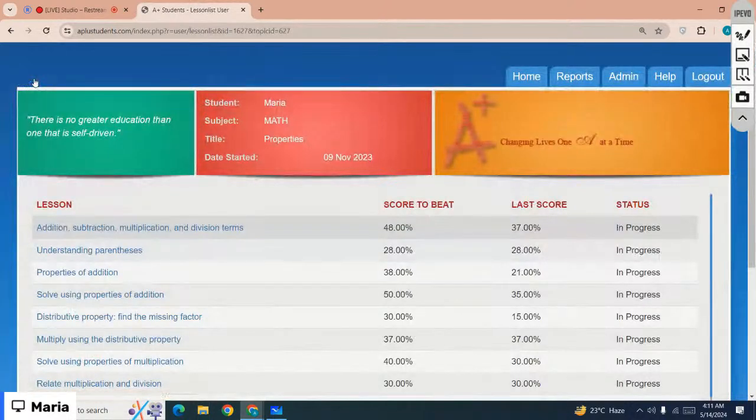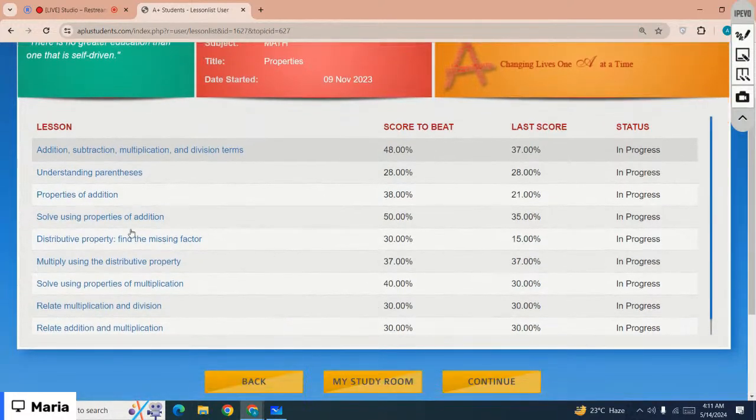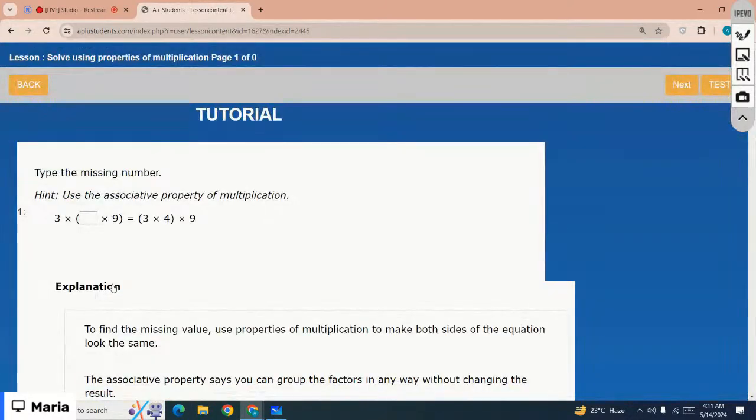The next lesson is solve using properties of multiplication. Okay, type the missing number. You have to find the missing number. Use the associative property of multiplication. So which number is missing? Associative property is when you have three numbers involved. On both sides you have exactly the same numbers, right? Just the grouping, the order of multiplication, is different, right? So which number is missing?